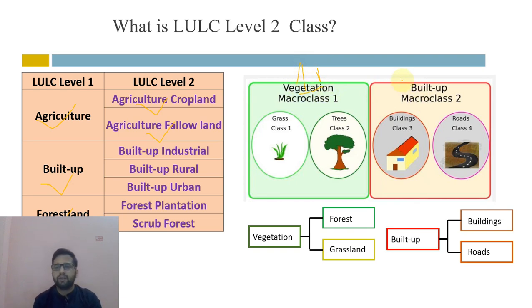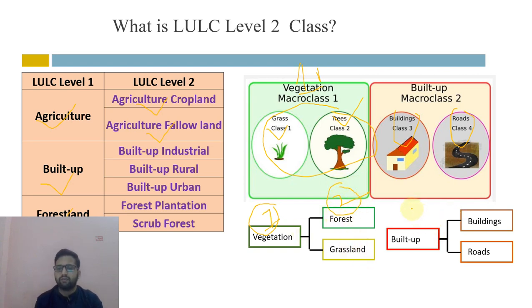Another is built-up, a primary class. When vegetation is classified into 2 categories, grasses or trees, that is the level 2 or secondary classes. Built-up is a primary class, and when classified into building and road, those are the secondary classes. Now we can understand this easily by the flow chart. Here vegetation is a primary class or level 1 class. When vegetation is divided into 2 categories, one is forest and another is grassland. So forest and grassland are level 2 classes.